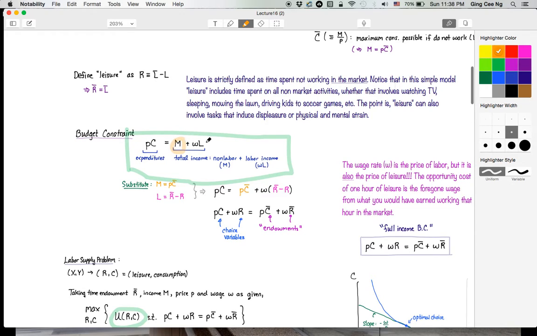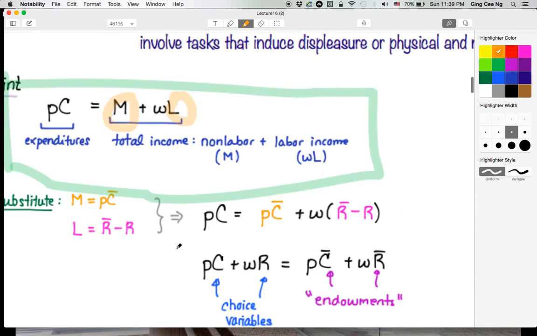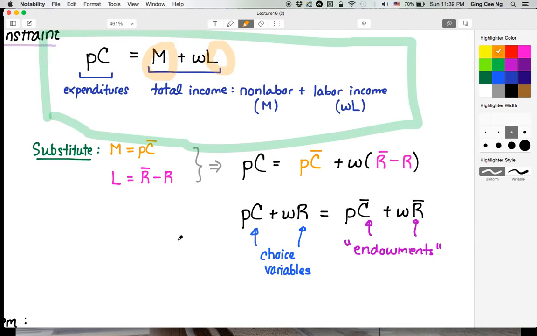So M and L are these things which are not R or C. They're not endowments of R, leisure, or C, consumption, and they're also not prices of either consumption or leisure. All right, so we're going to substitute out these things. And the substitutions that we're going to make are the following.